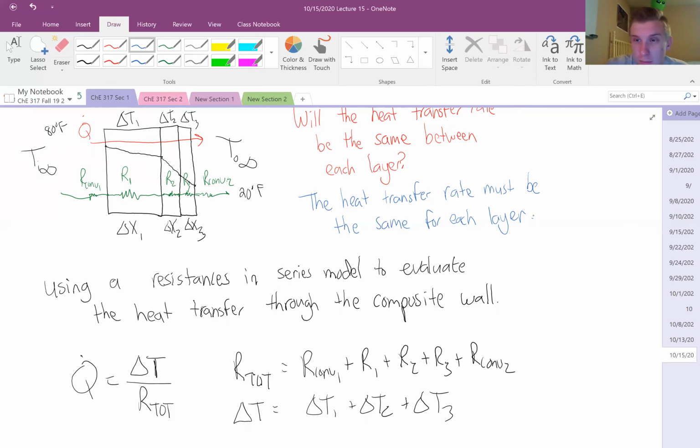Even for different materials? Even for different materials. That's crazy.